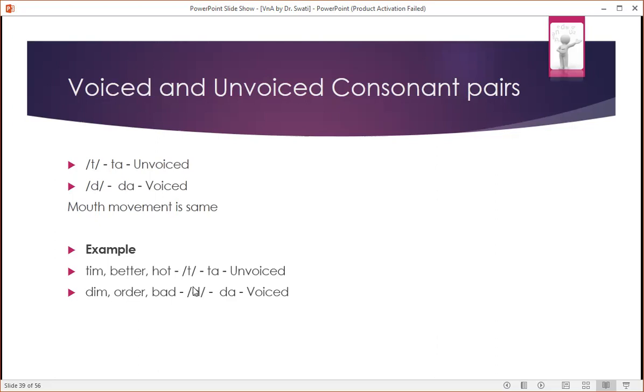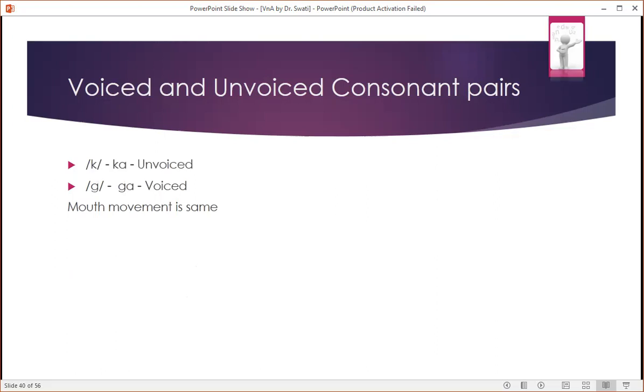You can see the difference between voiced and unvoiced, and it is not very difficult, it is very easy, right? You only have to remember the symbols again, like we have learned in vowel sounds. Similarly, we should know the symbols in consonants, right?